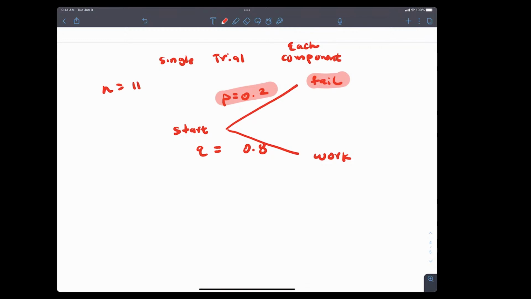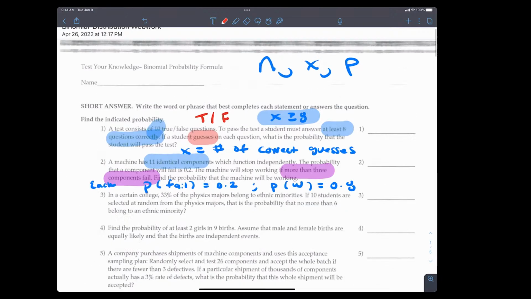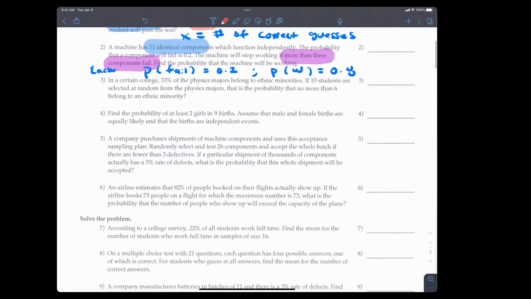And n was 11. So ladies and gentlemen, let's go back and double check and verify question 2. Machine has 11 components. They function independently of one another. Good. The probability that a component will fail is 0.2. So sure enough, we're correct.